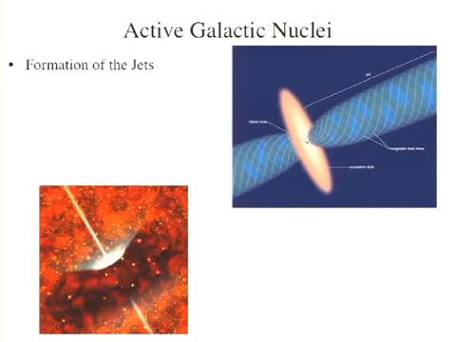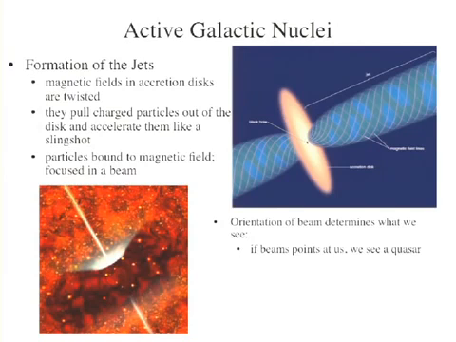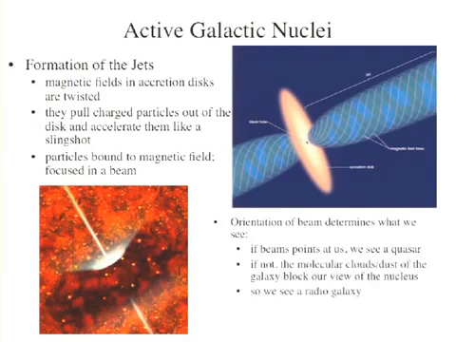Okay, the formation of the jets: the magnetic fields get twisted, pulled out to the disk, accelerated like a slingshot. Particles shoot out at incredible speeds. These are amazing engines, and it happens all the time. All right, so if it's pointing at us directly, you see a quasar. Depending on the orientation, you could see the radio galaxy, you see the jets or not. Depending on how the orientation of this object is relative to us, that will change what we see.